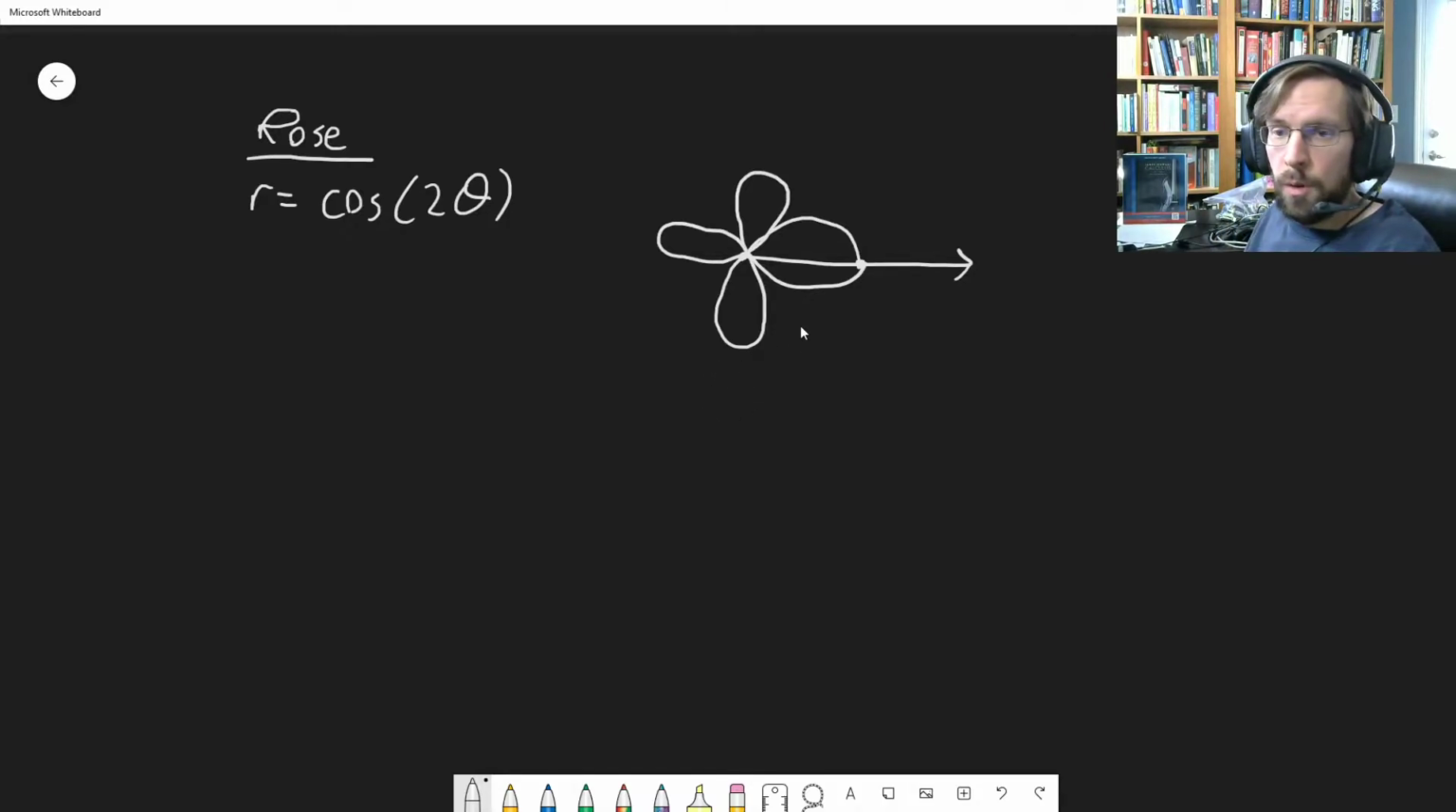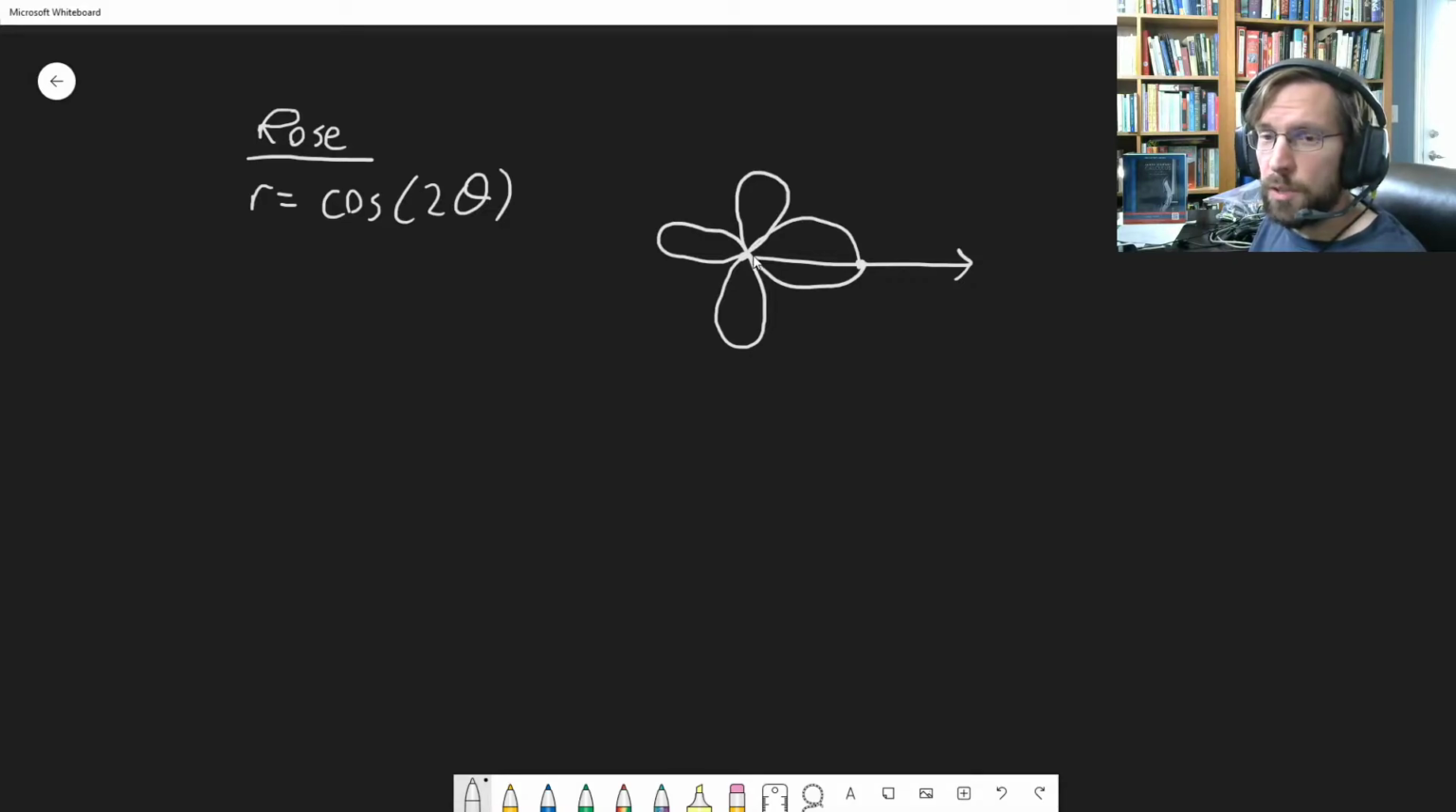Okay, so we're going to start at theta equals 0. So if theta equals 0, cosine 0 is 1. Okay, so then as theta increases, cosine of that angle is going to decrease until theta gets to pi over 4, because then we take 2 times pi over 4 and we get pi over 2. Cosine of pi over 2 is 0, so we're at the origin.